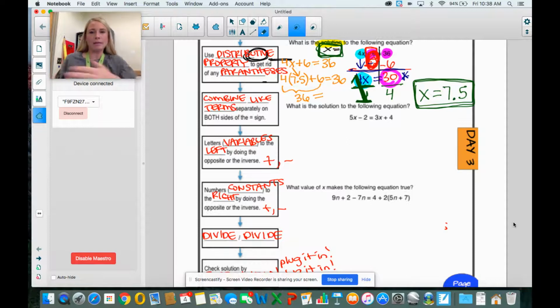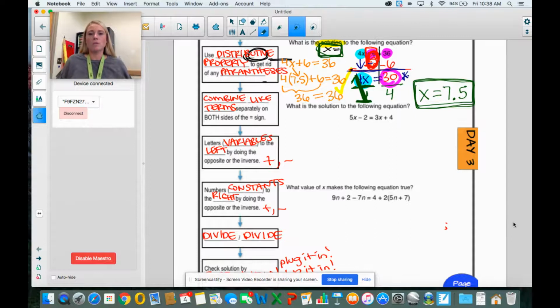Now I would do the same thing on the other side, but I don't have anything to plug in over there. I just have a constant, and then we can ask ourselves, does 36 equal 36? Yes, it does. So yay, go us, we got it right. That's a really basic solving equations problem. Let's look at the next one.